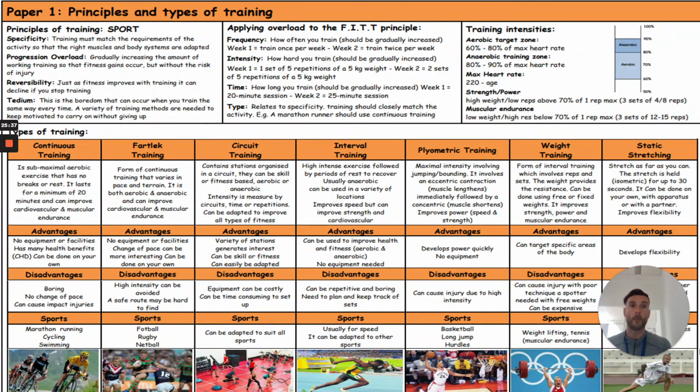To improve strength and power, you want to be working above 70% of your 1 rep max, and to improve muscular endurance, between 50 and 70% of your 1 rep max. Types of training. Continuous training, which is basically continuing at the same speed for more than 20 minutes to improve cardiovascular endurance. Fartlek training is the best method of training to replicate sports. So basically you're going to change the terrain, change the speed, change the gradient, replicating team sport environments.